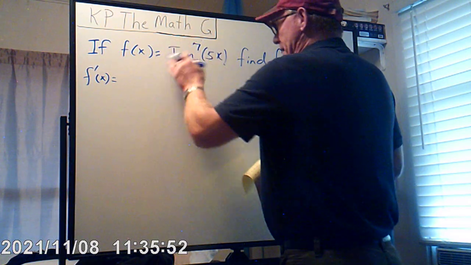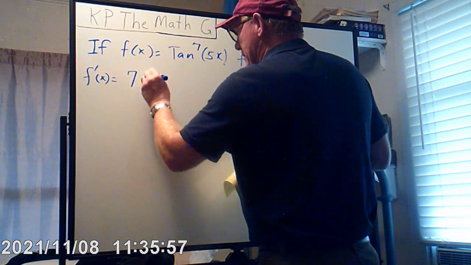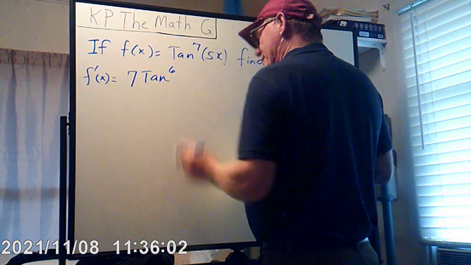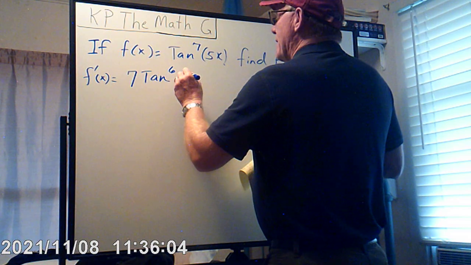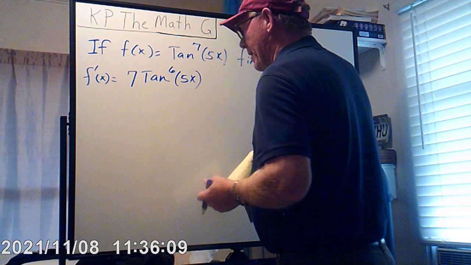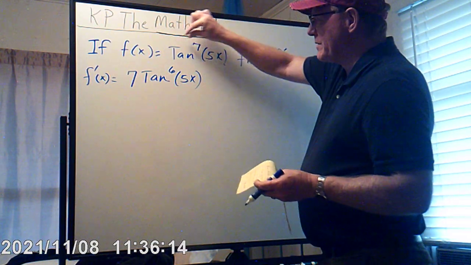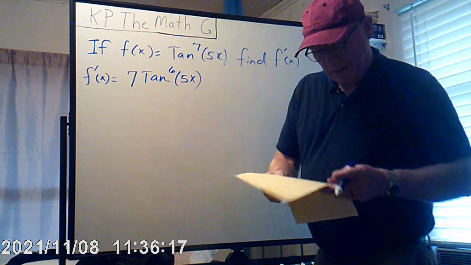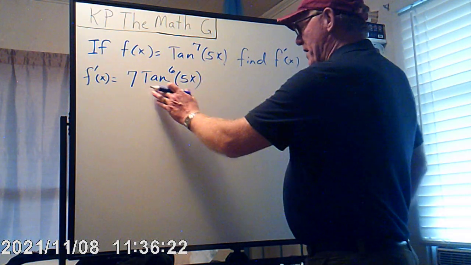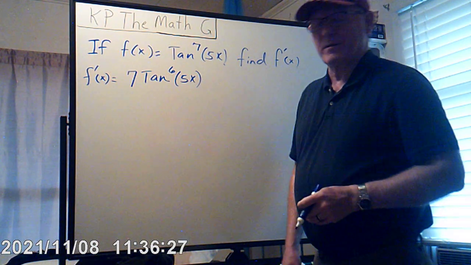So now this is again the power rule. We've got to do that first. So 7, nothing done with 7 here. We're going to raise this up to the 6th power though, and then this is 5x. So you have to take care of your power rule first. Make sure you understand that. You do the power rule first. Do nothing to tangent. Do nothing to your argument inside tangent.